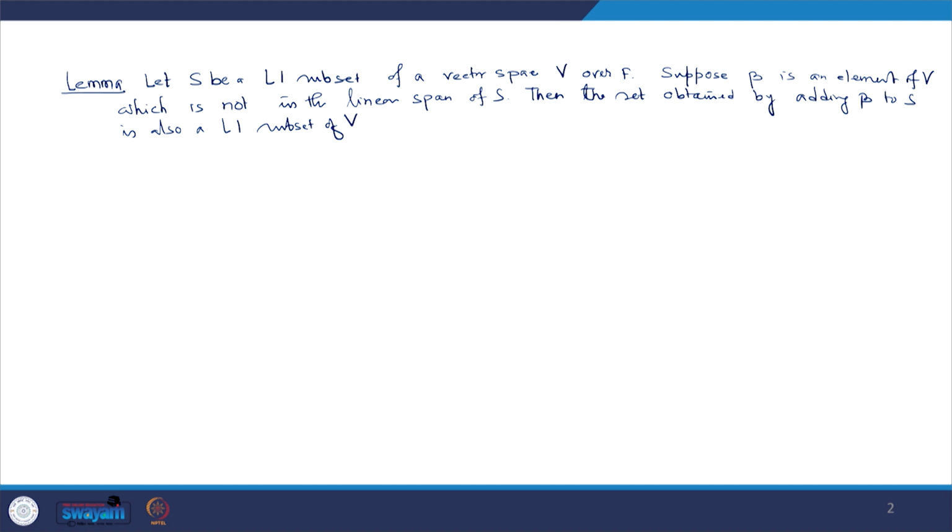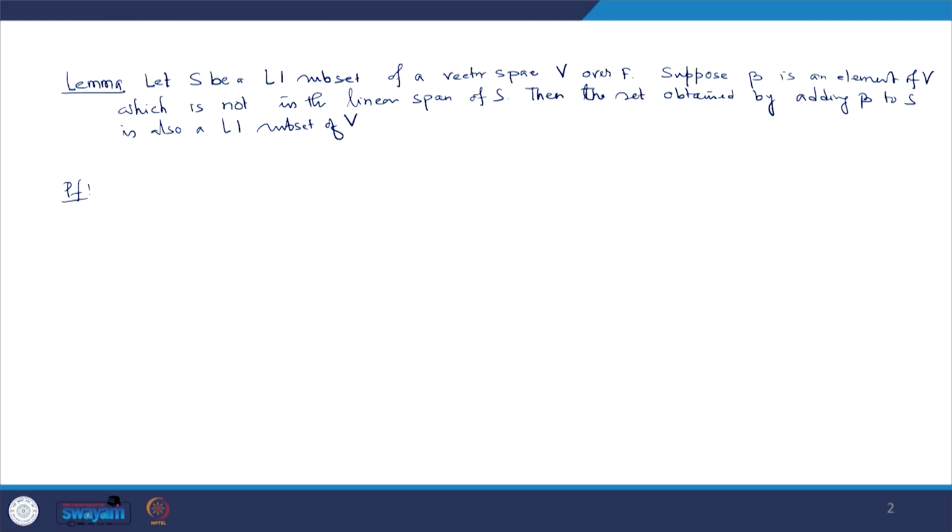So, there is another small result based on that principle, which I will state. Suppose S is a linearly independent subset of a vector space V over F. Suppose beta is an element of V which is not in the linear span of S. Then adding beta to S gives again a linearly independent subset of V. So, let me give the proof.